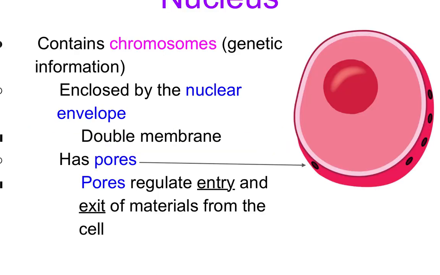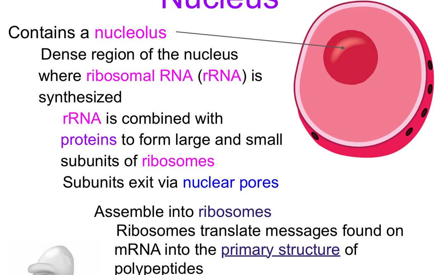First, let's talk about endomembrane organelles. The nucleus contains chromosomes. That's the genetic information of any eukaryotic cell. It's enclosed by a nuclear envelope, and it has a double membrane. That double membrane has pores, and these pores regulate entry and exit of materials from that cell, rather from that cell nucleus and nuclear membrane.